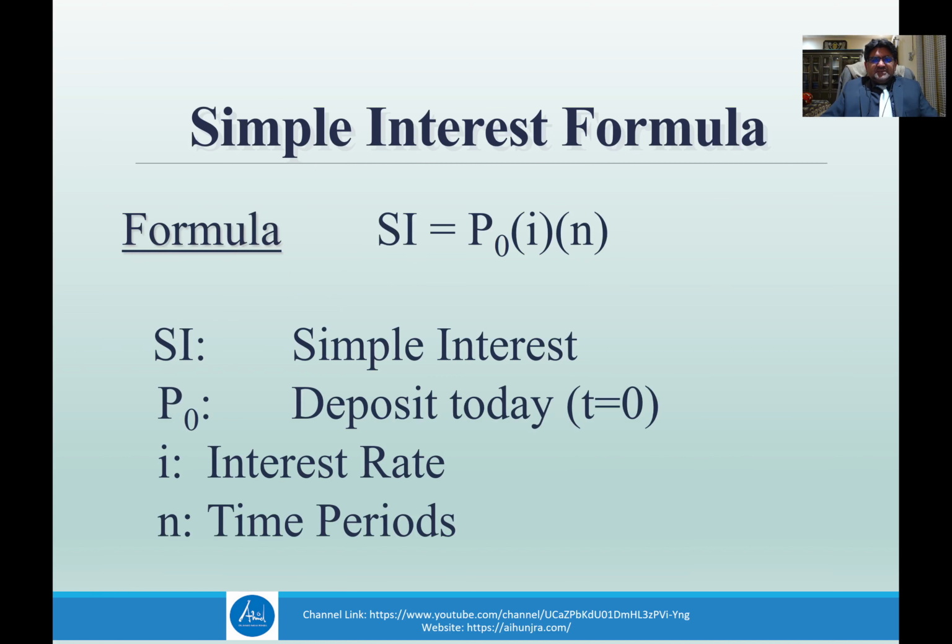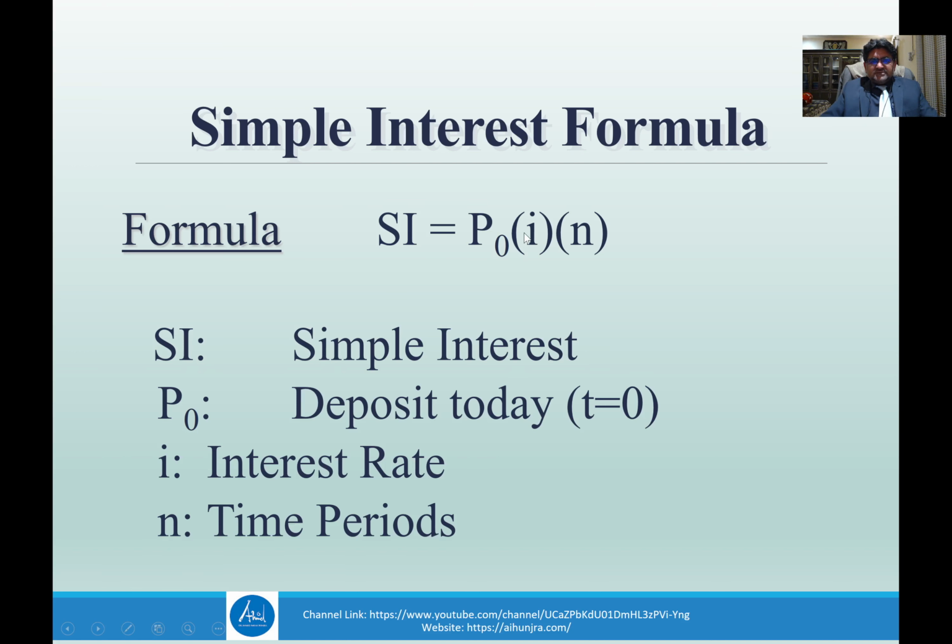Here we talk about the simple interest formula. What is the formula? Simple interest is the principal amount multiplied by the rate of return multiplied by the number of time periods. So SI is simple interest, P naught is the deposit today. Today, the time is always 0. After 1 year, the value of t is 1. I is the interest rate, and N is the number of time periods.